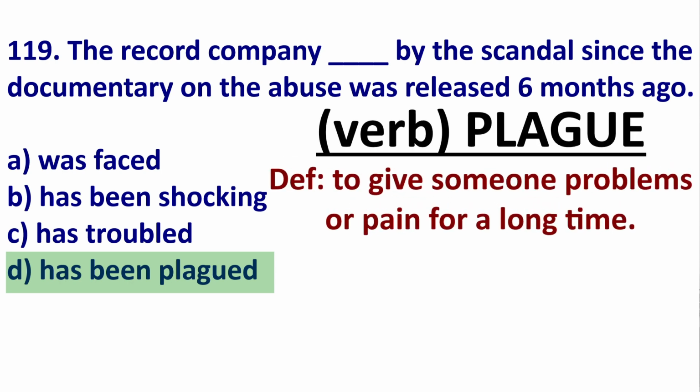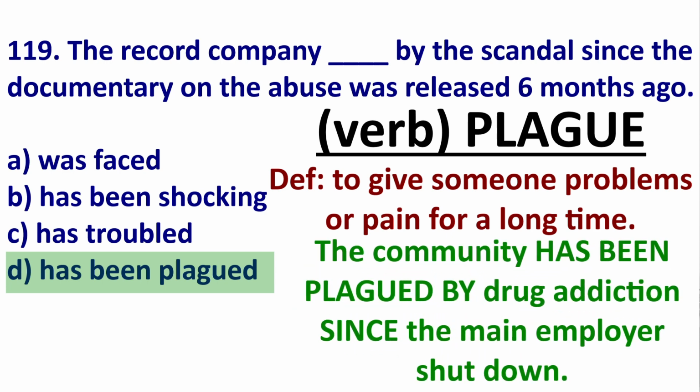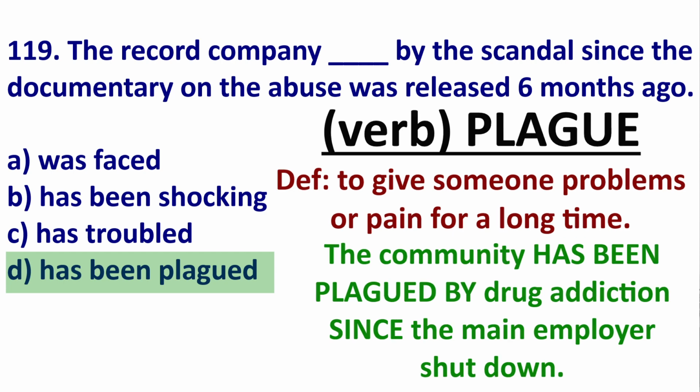Plague can be a verb or a noun. As a verb, plague means to give someone problems, pain for a long time. An example, drug addiction has plagued the community since the main employer shut down. If I make this passive, the community has been plagued by drug addiction since the main employer shut down.